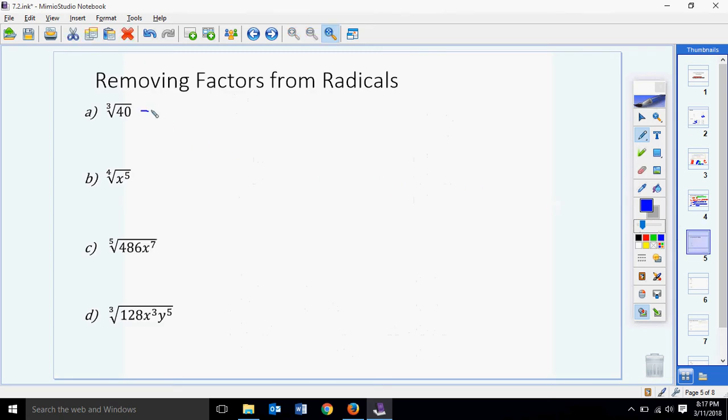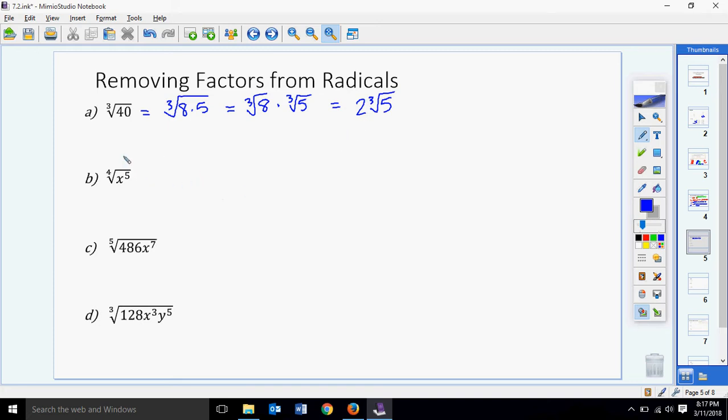So if I split this up, 40, I can write it as 8 times 5, right? 8 times 5 is 40. So I haven't changed the problem at all. But now using my product rule, this is the cube root of 8 times the cube root of 5. Well, the cube root of 8, that's a perfect cube, and I get 2 there. I can't cube 5, and it's a prime number, so I can't break it down any further. I have 2 times the cube root of 5 for my final answer.